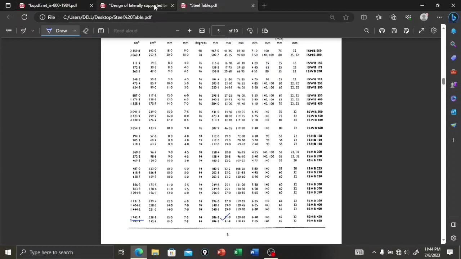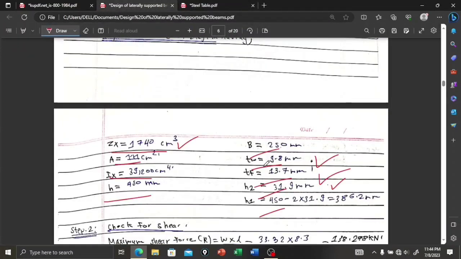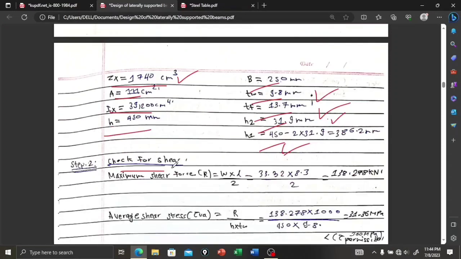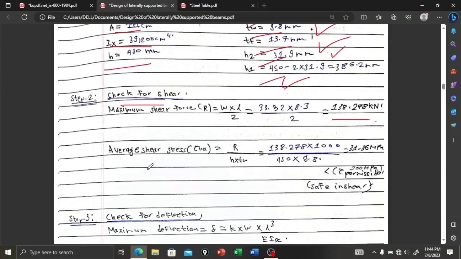386.2. h1 can also be calculated as h minus 2 r2. h is 450 minus 2 into r2, which is 31.9, so 386.2. Check for shear. Maximum shear force R is WL by 2. W is 33.32 and L is 8.3, divided by 2. This is 138.278 kilonewton.